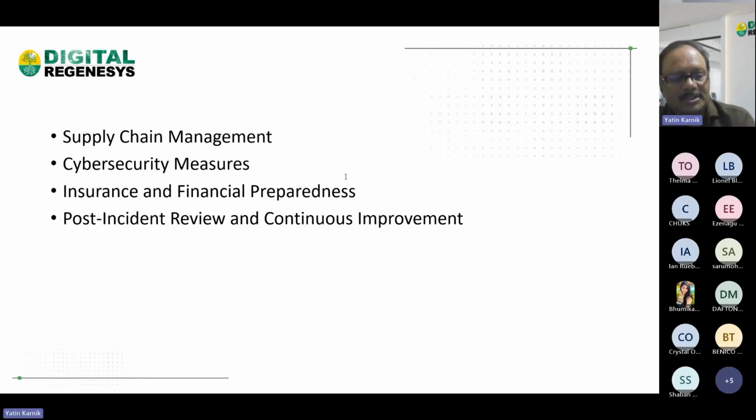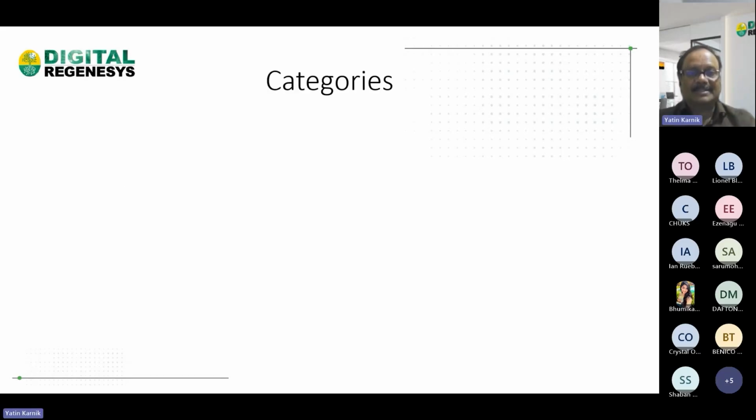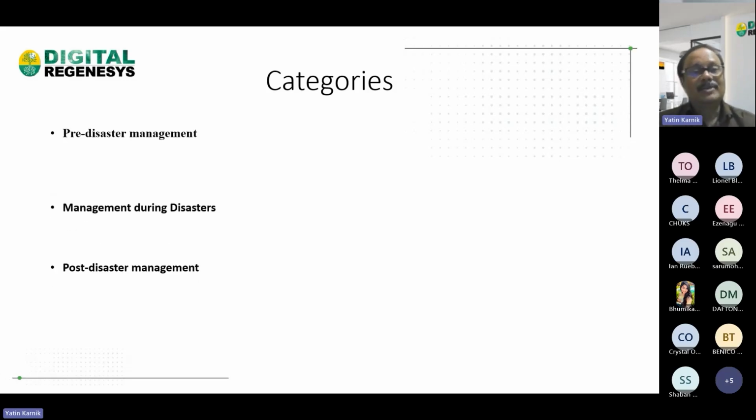So here we are talking about the concept of continuity of business. Now, what are the categories? Pre-disaster management, management during disaster, and post-disaster. Pre-disaster is related to any possible disaster that arises. The most important purpose of this is to mitigate human loss. This also includes the development of information technology systems, mobilization of resources for necessary actions, assessment of disaster, and issuance of a warning to the people through media.